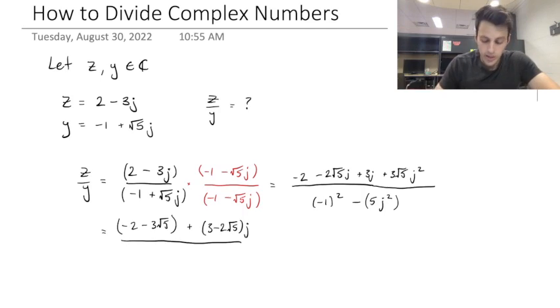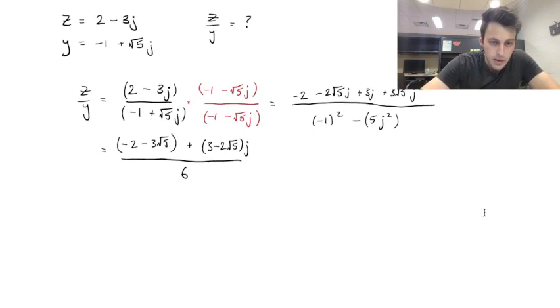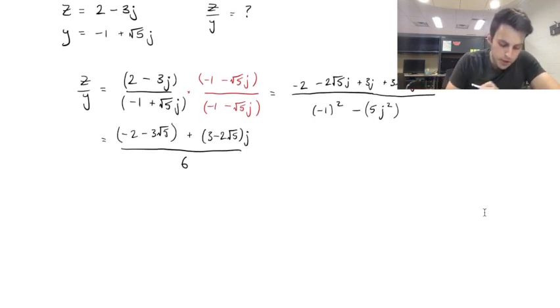And then we can clean up the denominator, though. Let's make this real. So again, j squared is -1. So if j squared is -1, that'll be plus 5. So -1 squared is +1 plus 5, which is just 6. Great. And then let's just clean this up as best as we can just for communication.